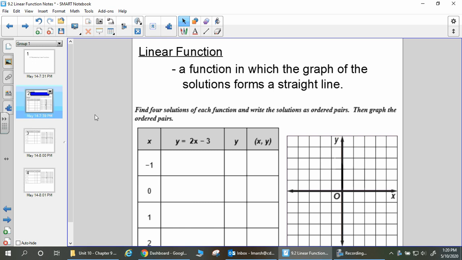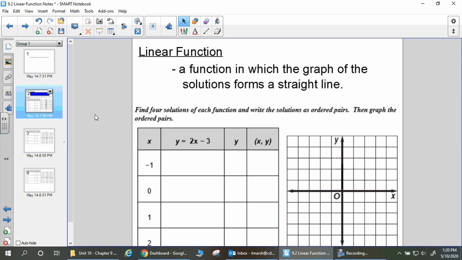So everything that we're going to work with over these last few weeks together is going to be about the points, the graphs, the equations that form a straight line. Okay? Today, the focus is going to be: if they give you that equation, can we fill in a chart and get the ordered pairs that then go onto our graph?